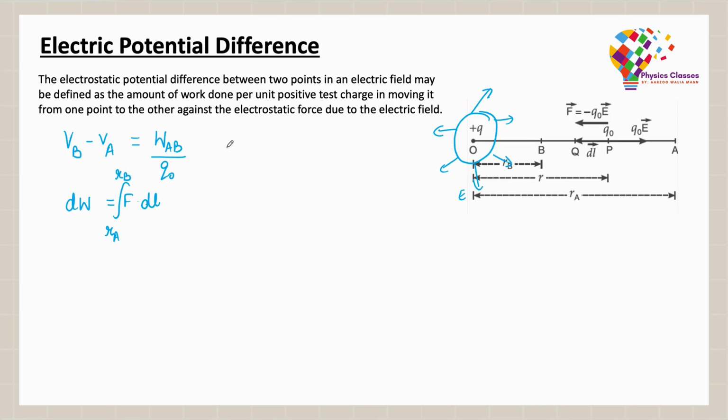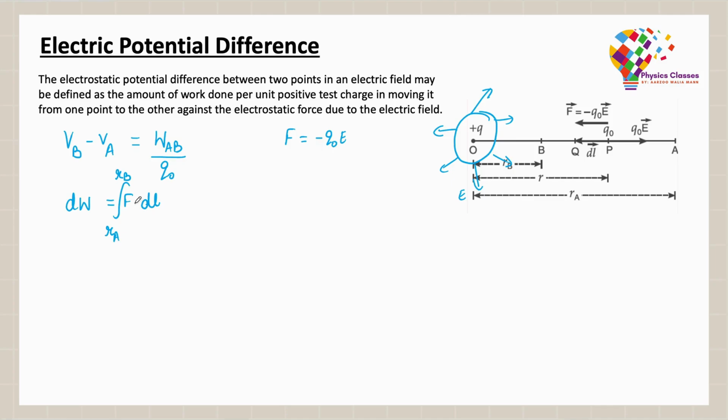Now, in order to write down the force, we already know that the force that this test charge would experience would be equal to negative Q naught E. Why negative? Because I'll have to do work against the electric field or the electric force, because both of these are positive charges, so there will be repulsion between them.